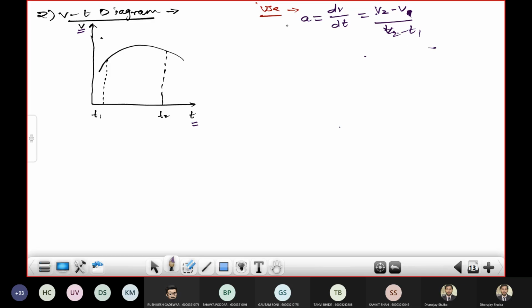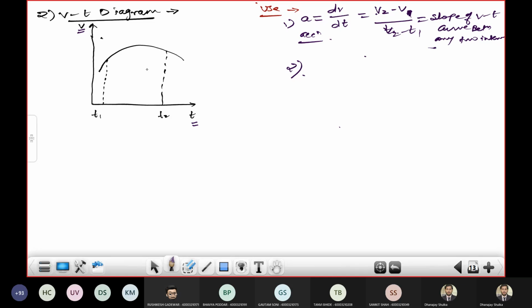So the first use: the slope of the VT curve between any two intervals will give you the acceleration of a particle. That is the first one, correct? Now the second thing, see here.